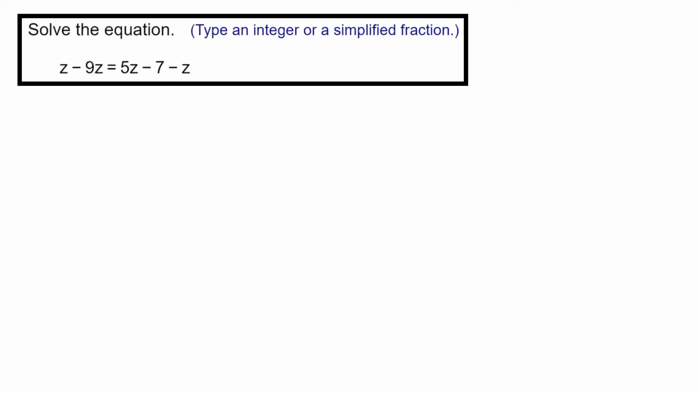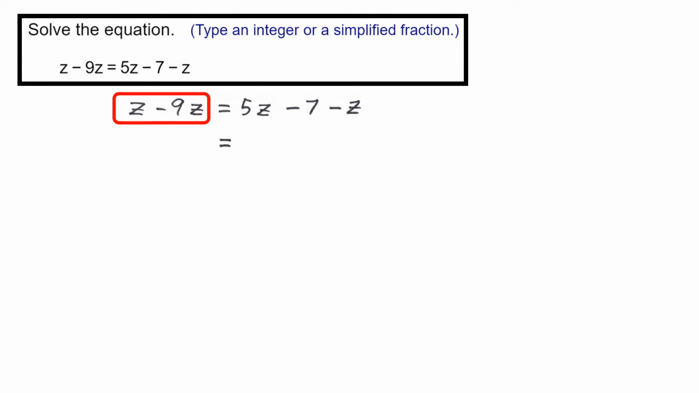Solve the equation. We can begin by finding our equal sign and looking to see if there's any simplifications that can occur on the left side or on the right side. We'll bring that equal straight down to keep things lined up. And then we'll look over here on the left and notice that we have a couple of z terms.